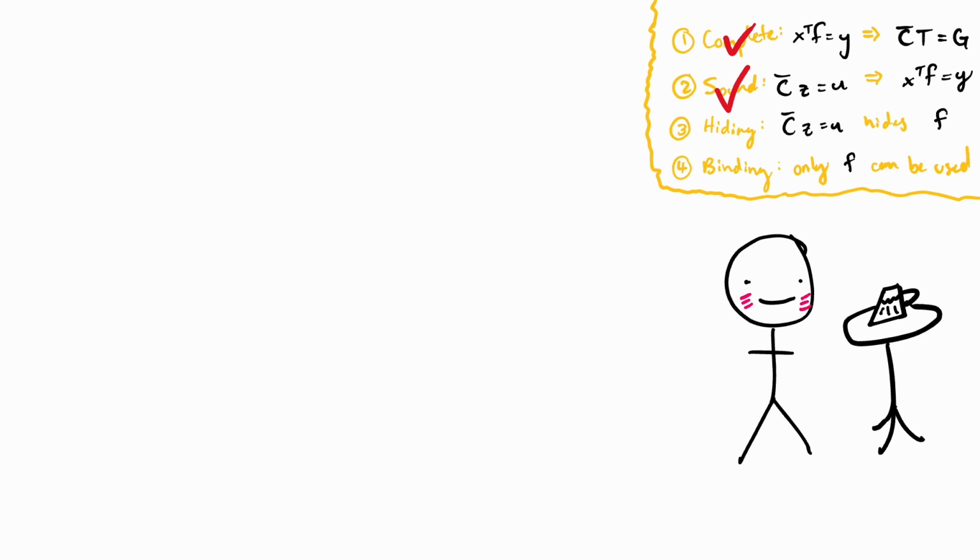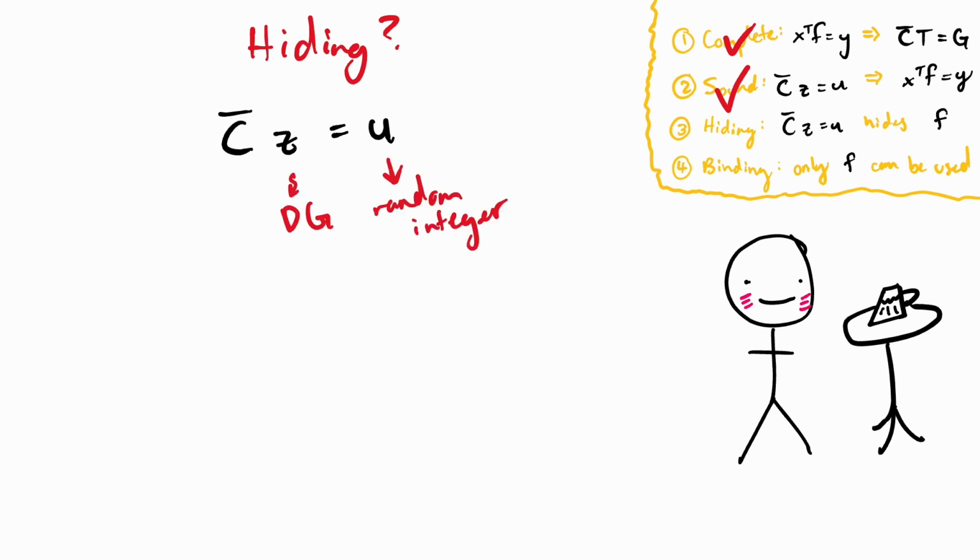Yay. Okay, how about hiding? Let's see. So hiding, I just have to see if checking the solution will reveal something about the function f. I know z will be sampled from the discrete Gaussian, so that doesn't show anything about f, and u is just some random integer. Let's check c bar though.